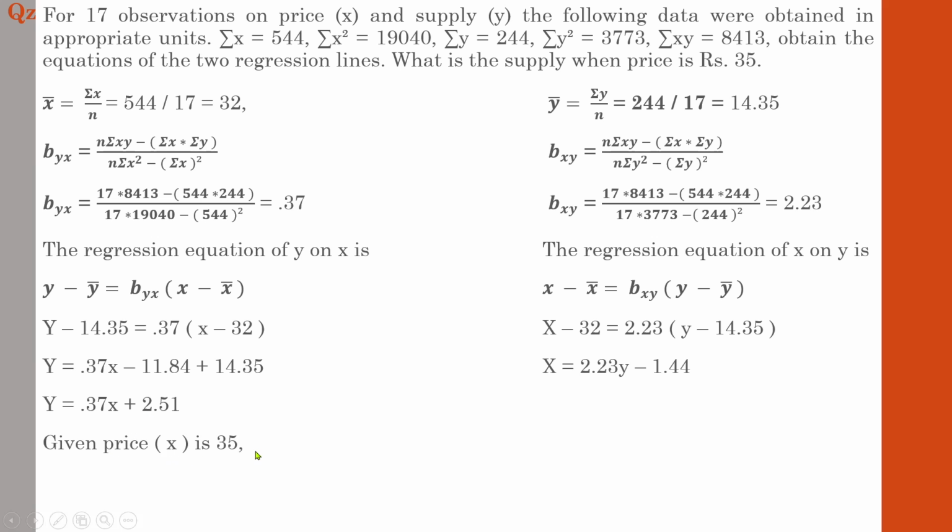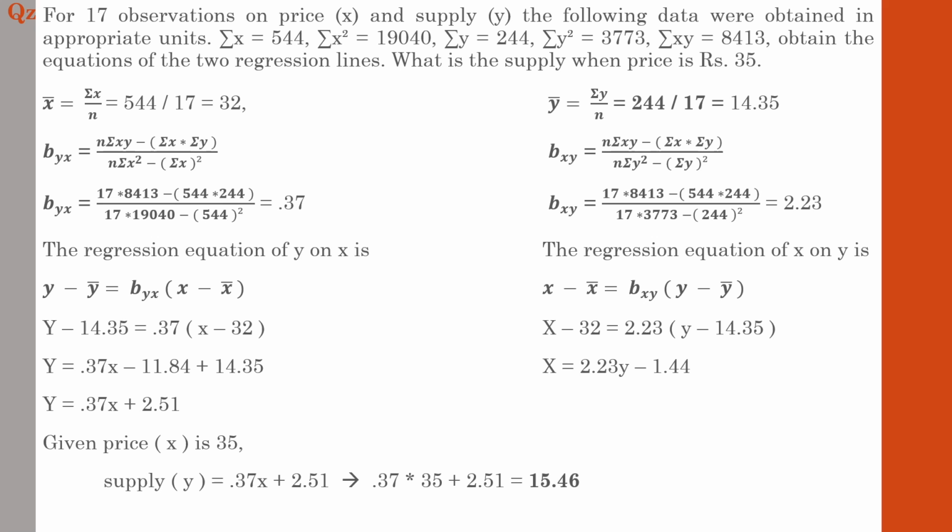Given price is 35. In the question, the price was x. Y is supply. So y equals 0.37x plus 2.51. That is the equation. And the value of x is 35. So 0.37 into 35 plus 2.51, you will get 15.46. So when the price is 35, the supply of that particular item is 15.46.